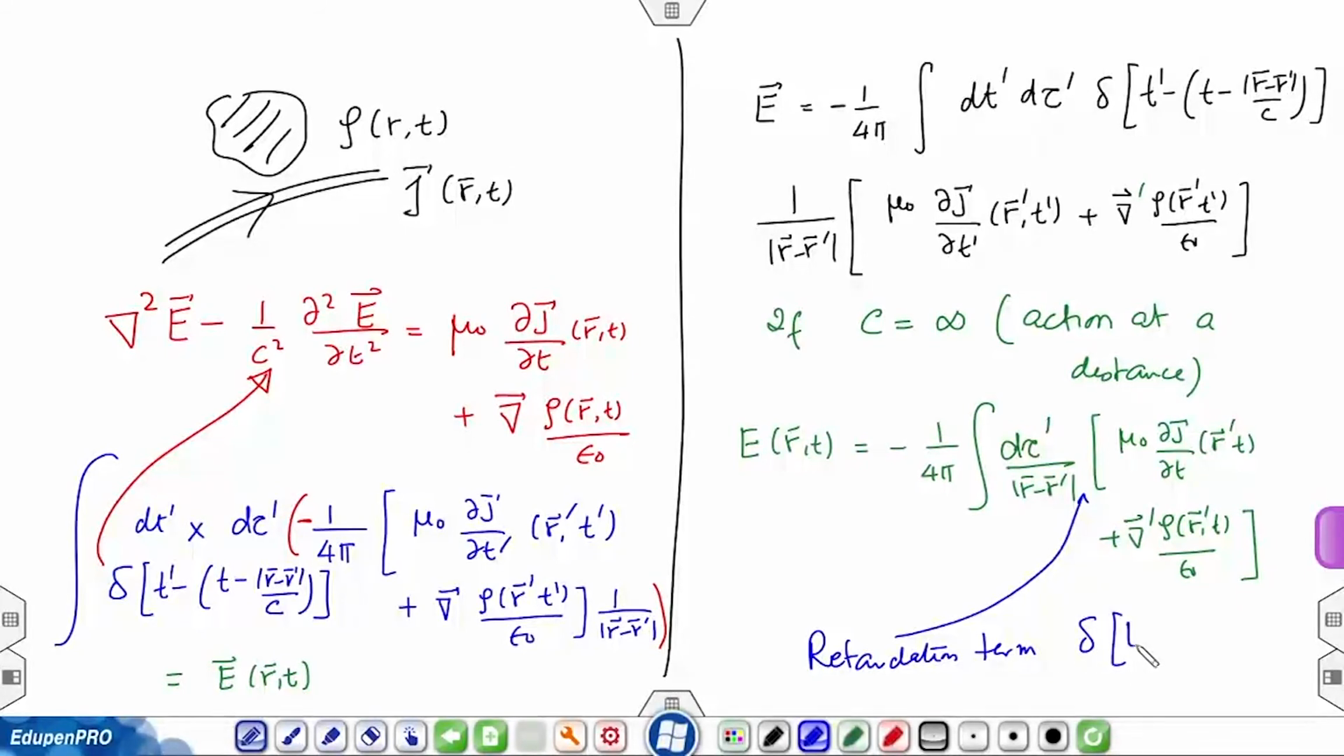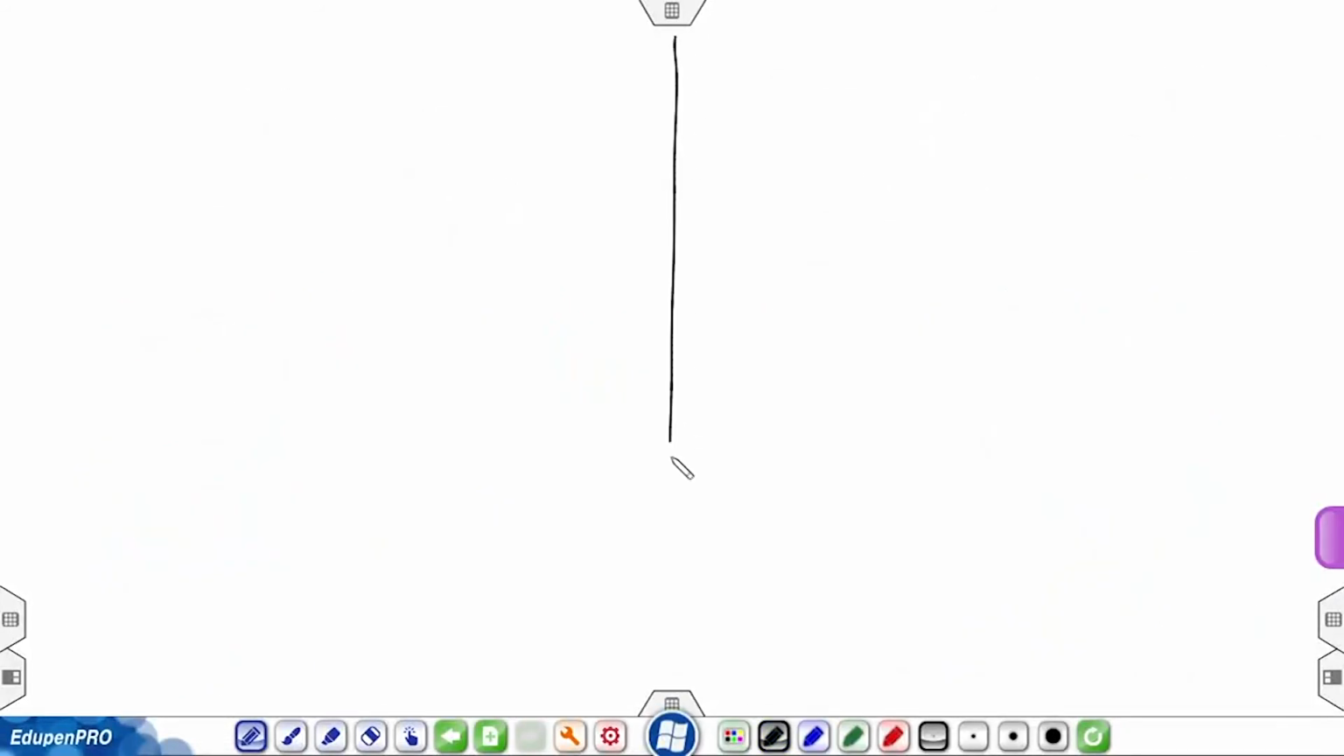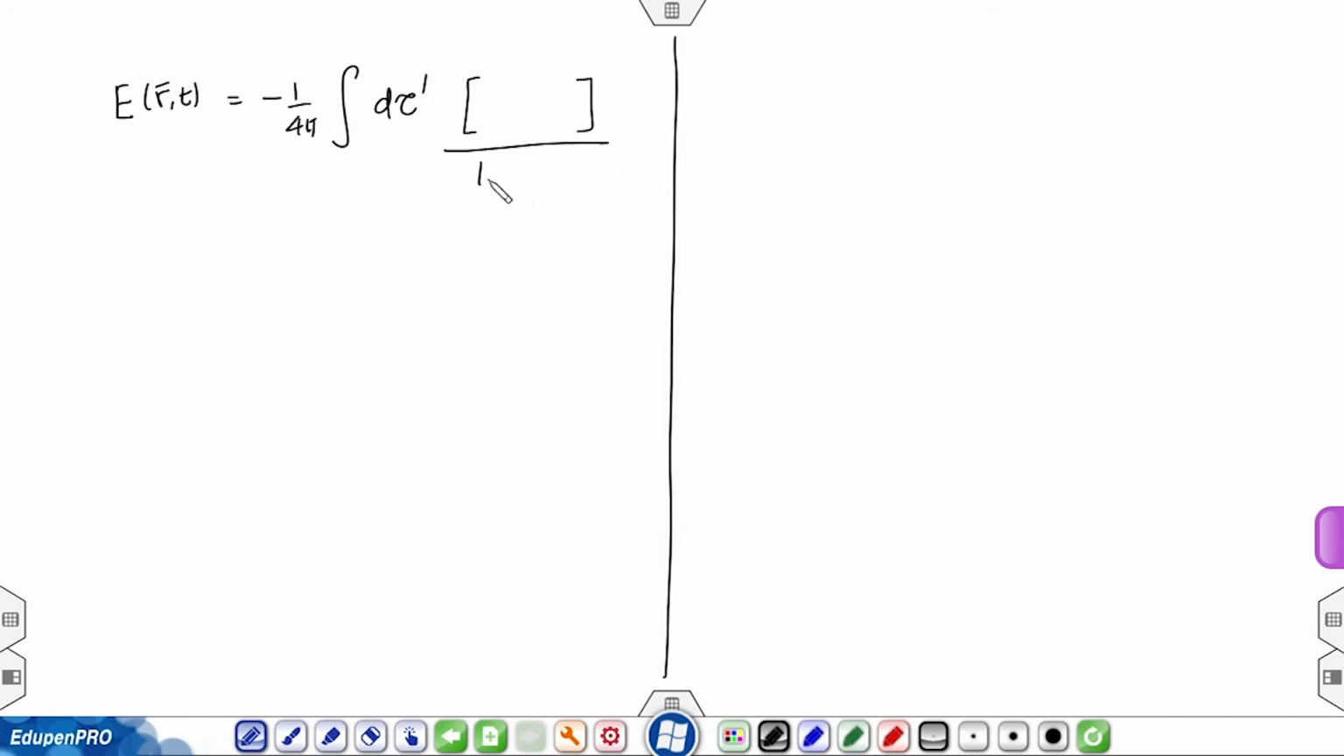Delta t minus t prime minus t minus r prime over c. I'll just give you some notation. The solution E(r, t) is equal to minus 1 over 4 pi integration d tau prime, that is integration over the volume, all that source term divided by |r minus r prime|. Generally, one shows it like this, retarded.